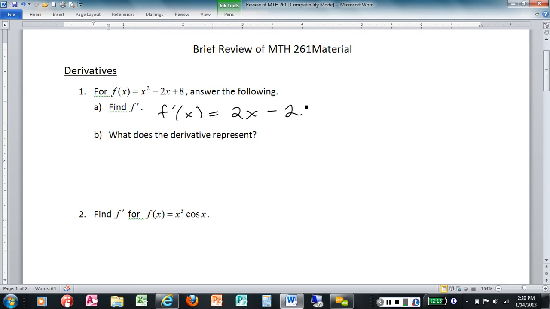What does the derivative represent? Question 1b. Well, it represents a couple of things. If we're talking graphically speaking, what is it? Slope of the tangent line, isn't it? Yeah. Graphically, it's the slope of the tangent line.